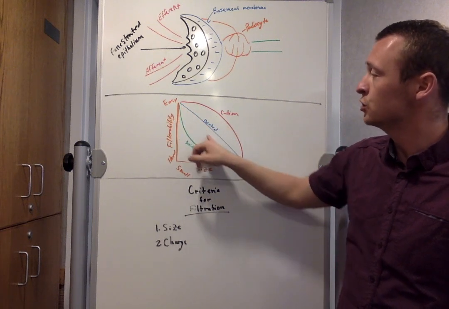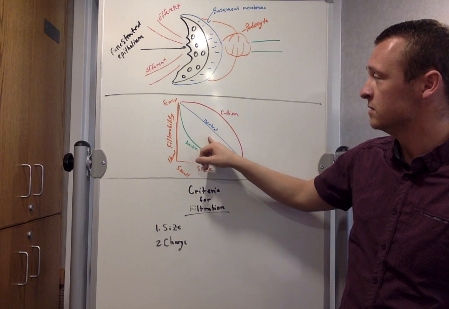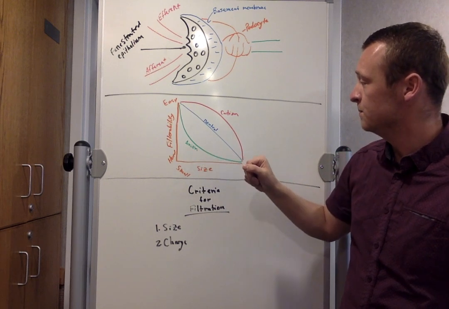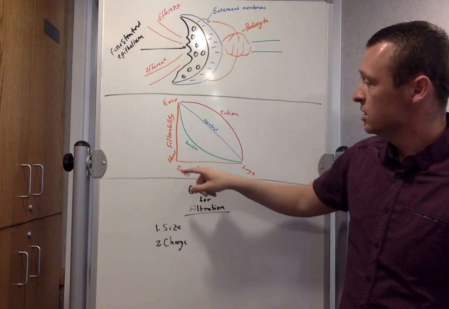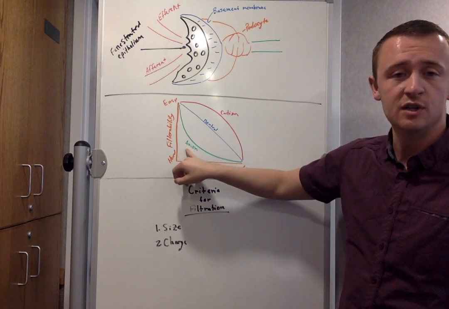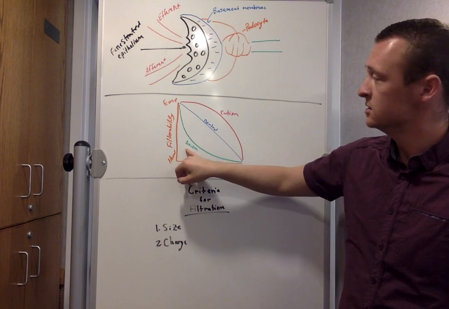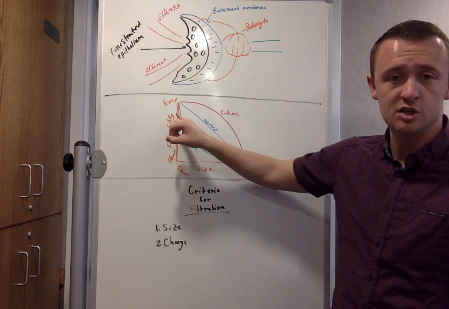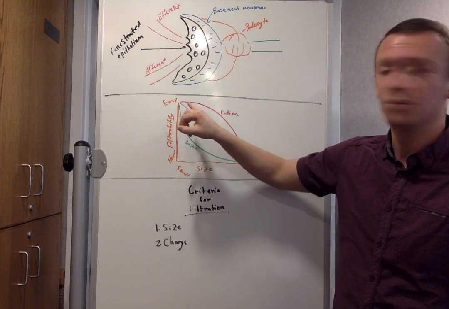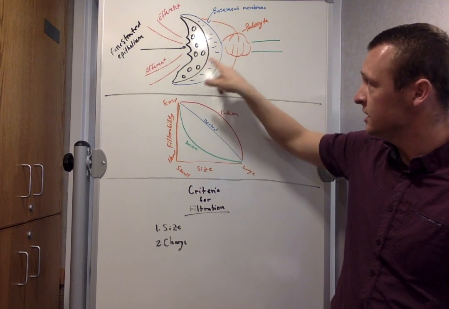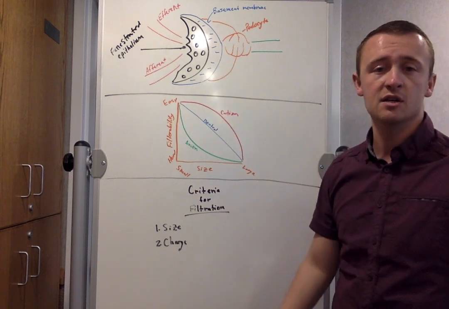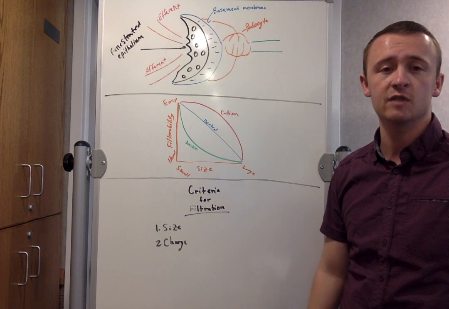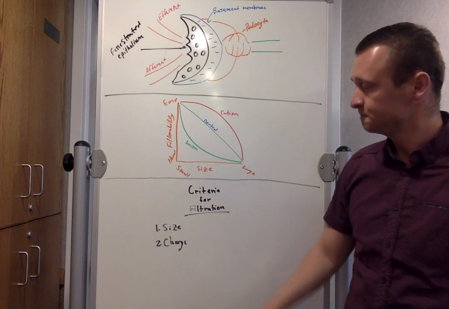Here in the middle is a neutral particle and its filtration line. The most difficult to filter are the anions. Small or large, they're charged, so we have a lot of negative charge in each of these barriers here that will be able to filter against negatively charged particles.